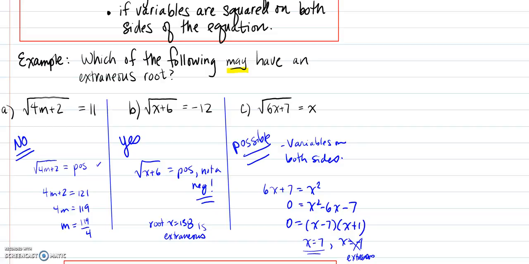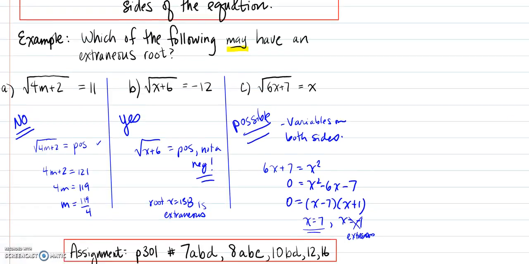In A, no, it is not. It's not extraneous. B, yes, it is. And C, one of them works when x is positive and the negative is extraneous. So thinking that through and having a basic idea helps you for checking roots.